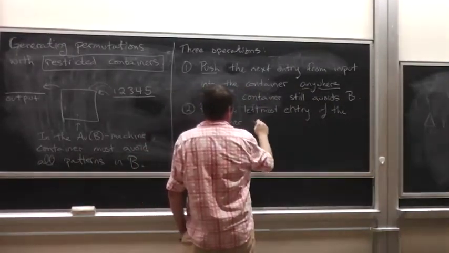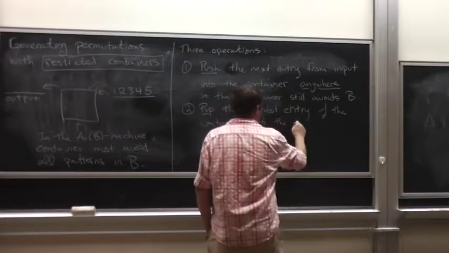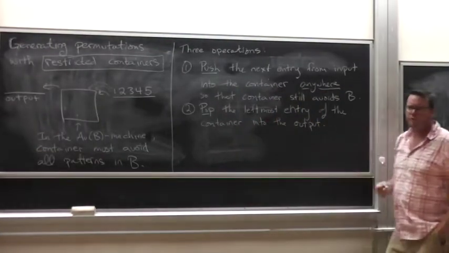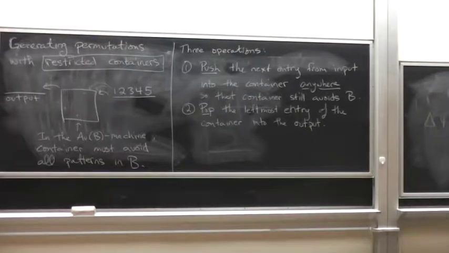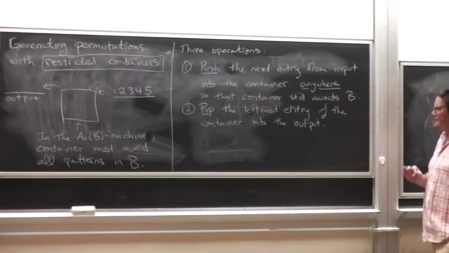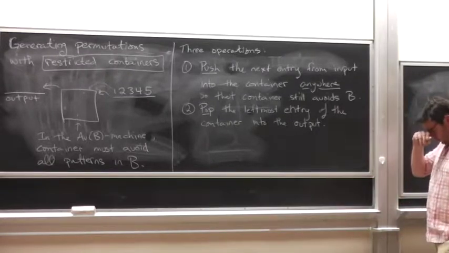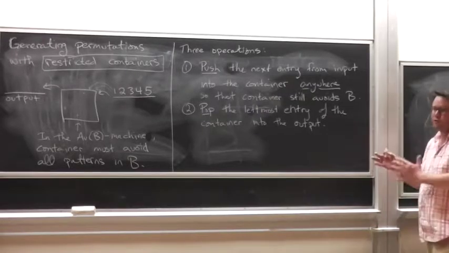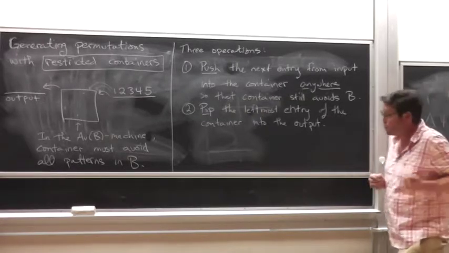Well, into the output. And again, it has to go to the end of the output. We're just outputting elements of the permutation in some order. And then I'm going to make a rule that might seem a little bit odd. We do it for a theorem that's coming up. So I'm going to allow a third operation.